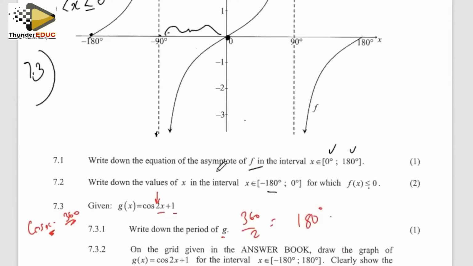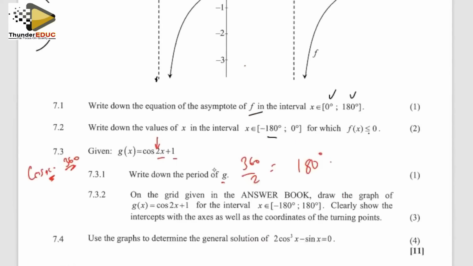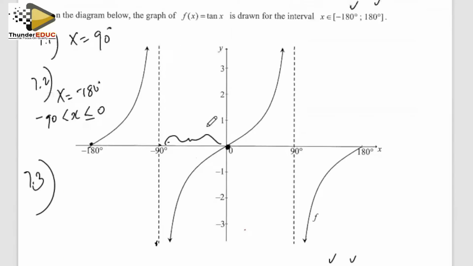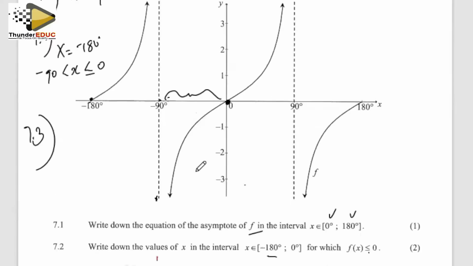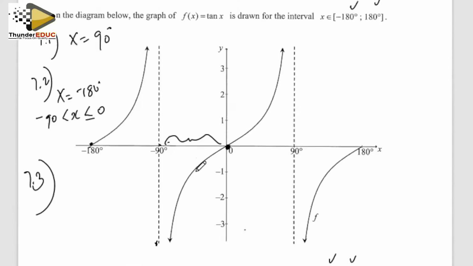7.3.2, I'm just going to plot it there. On the grid in the answer book, they want us to draw this graph using the same interval. We must show the intercepts as well as the coordinates of turning points. So just follow the same criteria of how you plot your graphs with the calculator. Mode, and then table, and then punch in everything. So what I did, because these intervals of 90 are so big, I used 45 as my step. So this helps me in quickly having a smooth graph thereof.